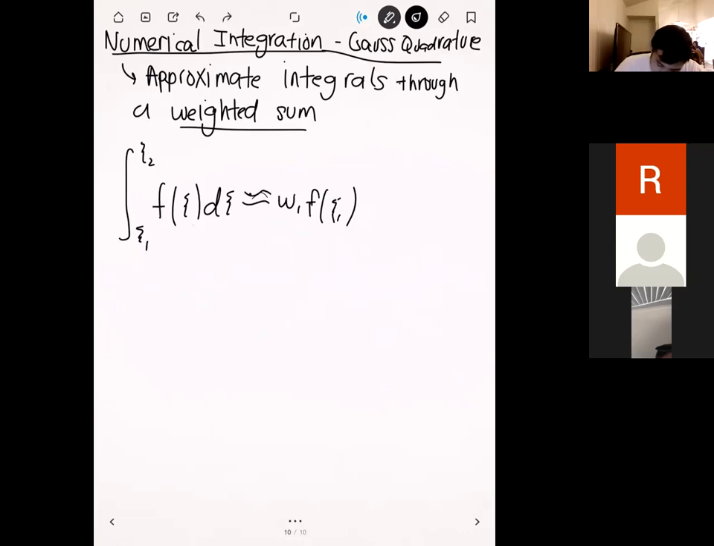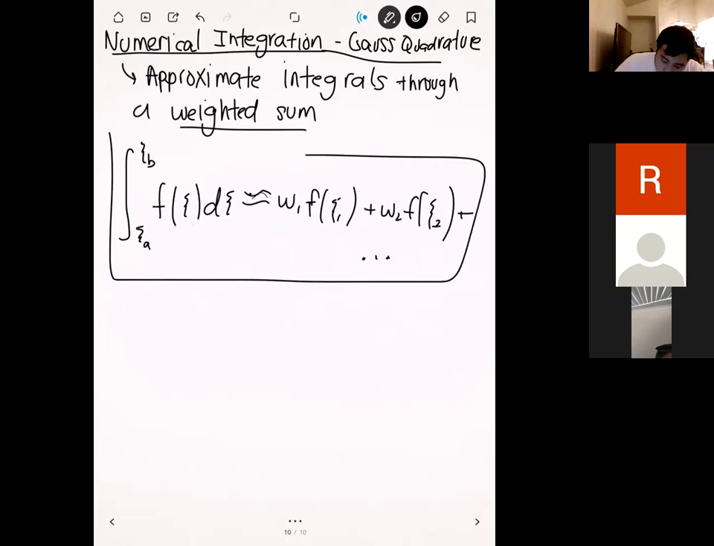Let me do this actually. So instead, just to make these different, I'm going to make these integration bounds zeta A and zeta B. I want to make sure that these bounds are different from the zetas that I actually plug into these. And so I have a dot dot dot here because this can actually continue on forever.